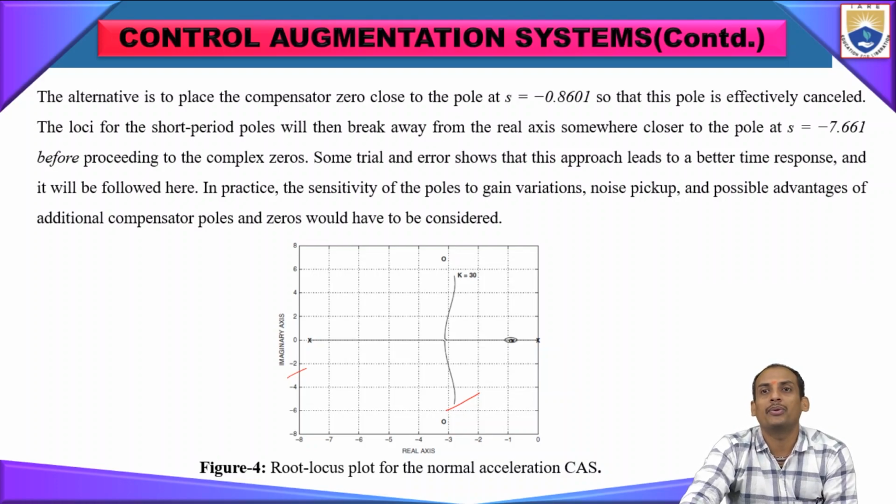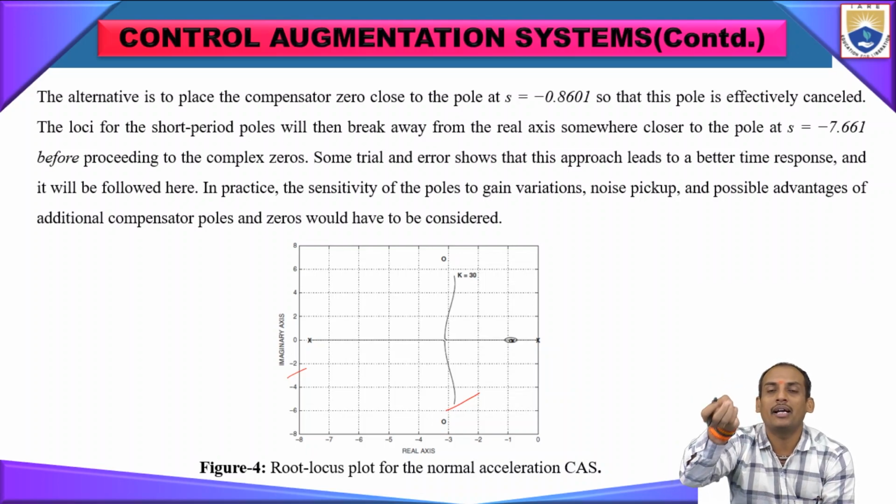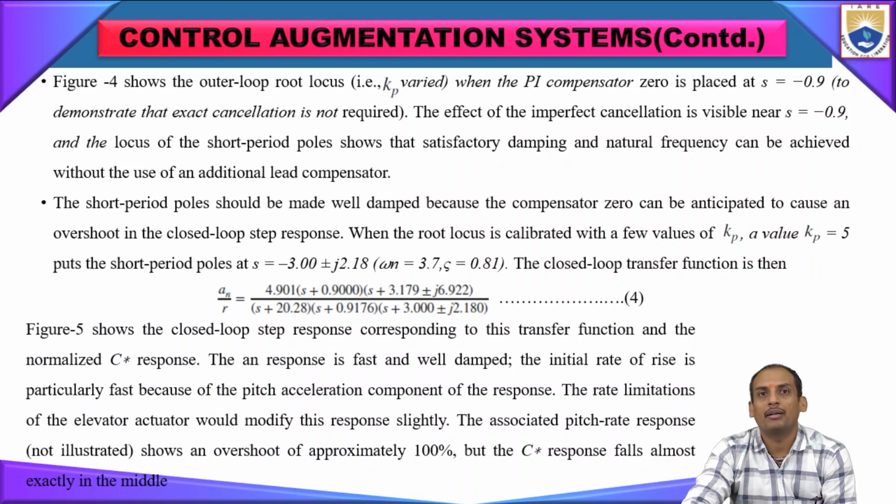The sensitivity to pole gain variation, noise pickup, and possible advantages of an additional compensator pole and zero will be considered here. When gain feedback variations are large, noise pickup is somewhat reduced, and that will be advisable for installing the action. The figure above is the root locus plot for this.